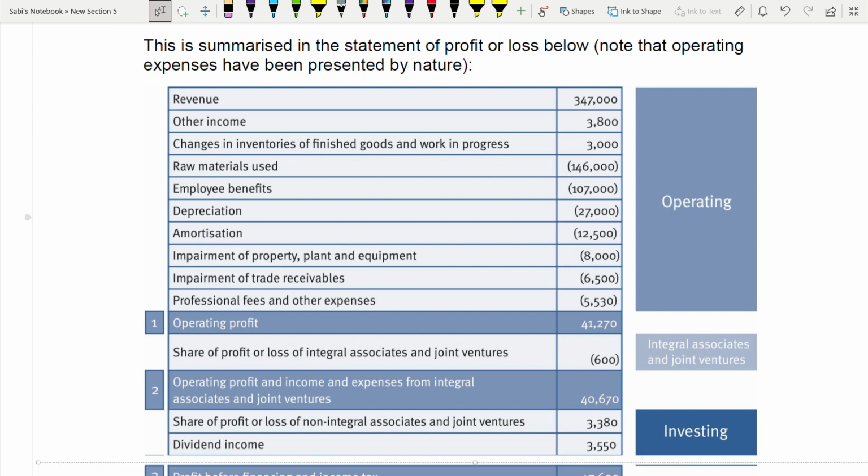This is an illustration of a profit and loss account where the expenses have been categorized according to nature. Okay. So let us go through the operating expenses. As you can see, starting with the revenue, and then we have other incomes. Then we have changes in inventories, raw materials used, employee benefits, depreciation, amortization, impairment of trade receivable, professional fees, and other expenses. So what can you notice from this?